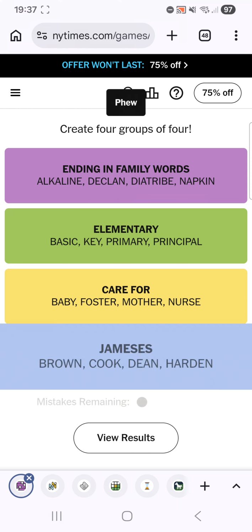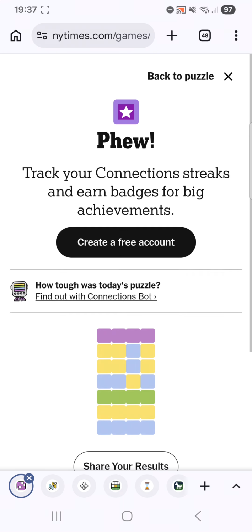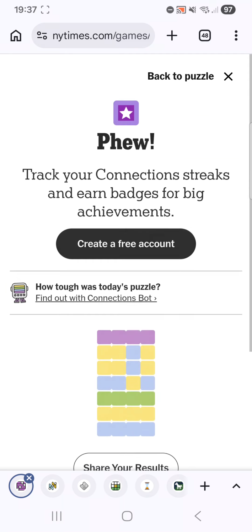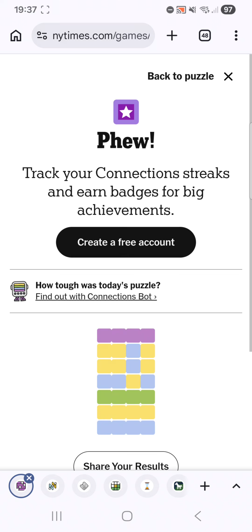So what does link these four? They're all Jameses. James Brown, yes. James Cook, James Dean, James Harden. I've never heard of James Harden. That was the problem. I kept putting Harden in the yellow group, didn't I? But that just made it more entertaining to watch, didn't it? Because I only had one life left. I was just deliberately increasing the jeopardy, of course. And I did solve the puzzle in the end, just about.